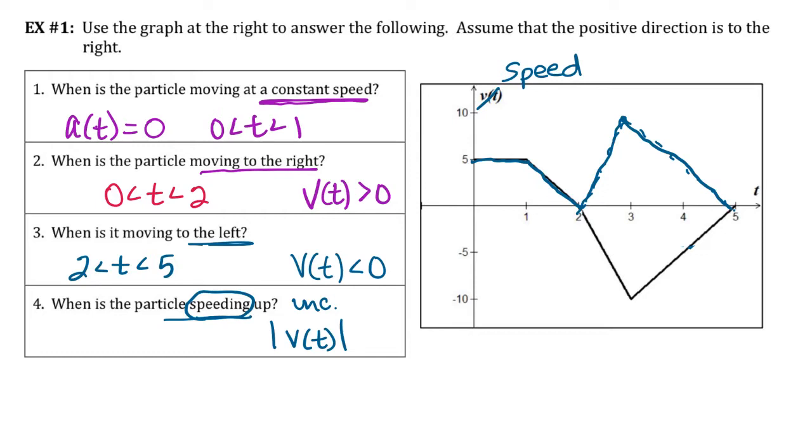So this function is increasing over the interval from 2 to 3. Right through here is where that speed is increasing. So my answer for this next one is going to be from 2 to 3.